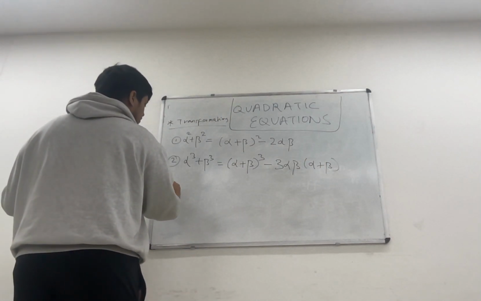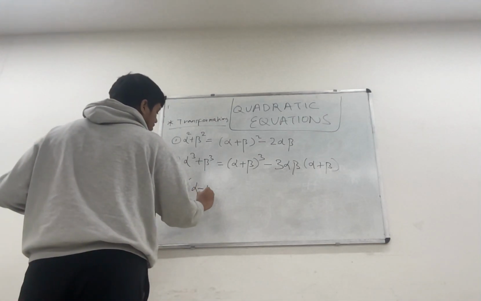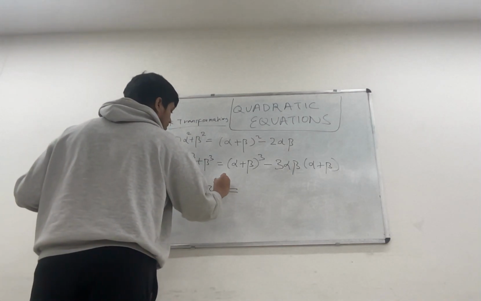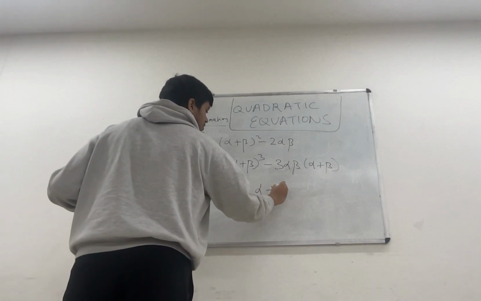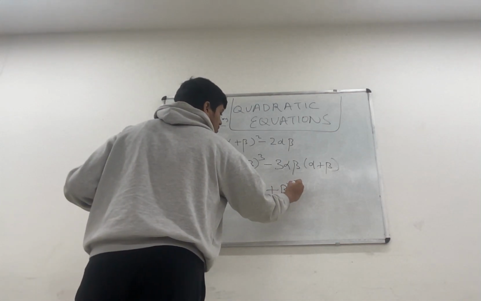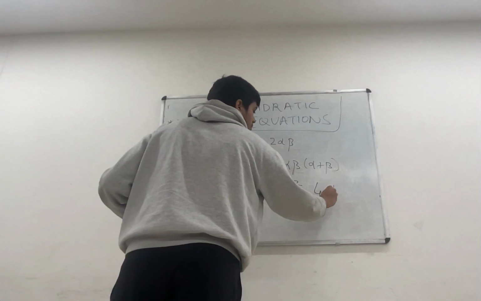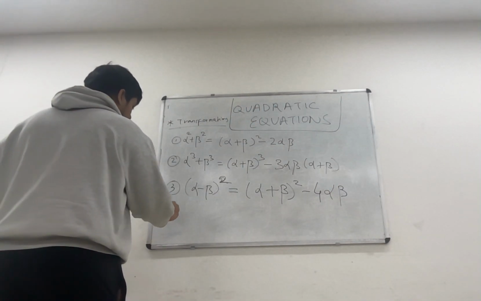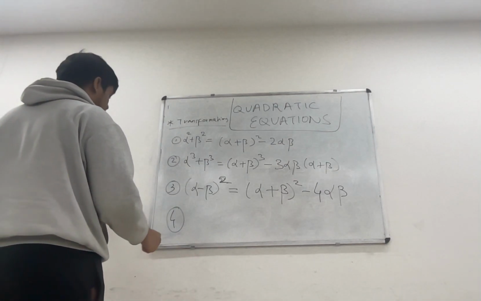What is the third? Alpha minus beta whole square is equal to alpha plus beta whole square minus 4 alpha beta. What is the last one? These are all very useful transformations.